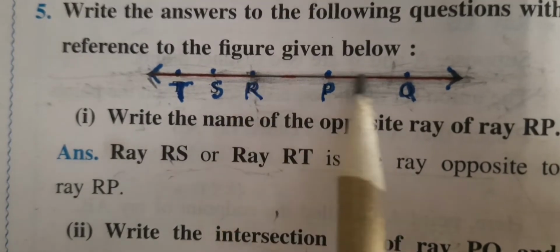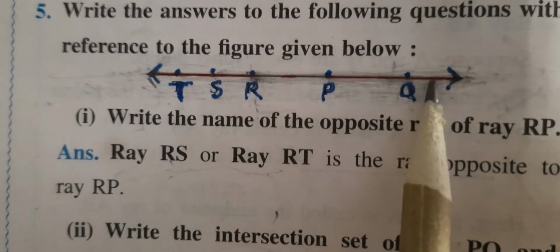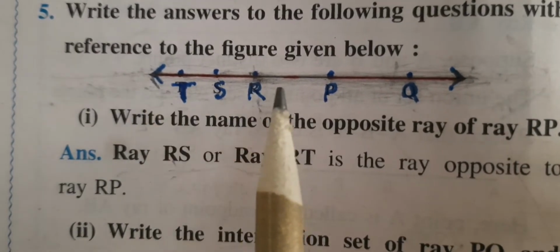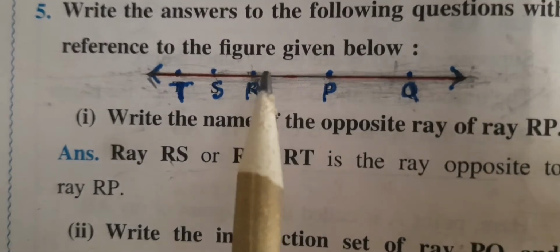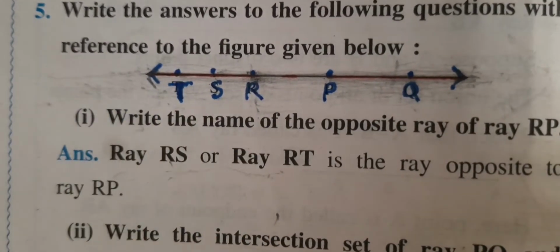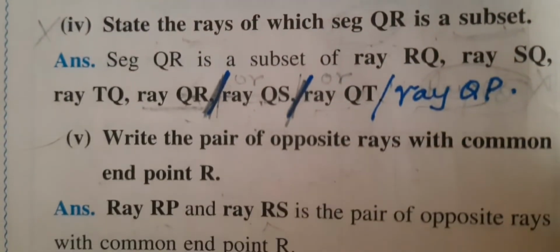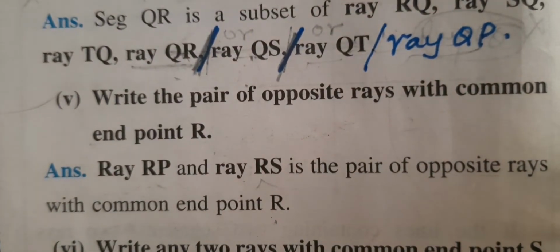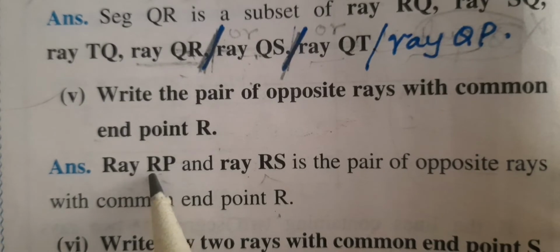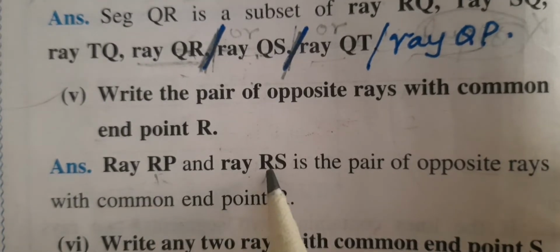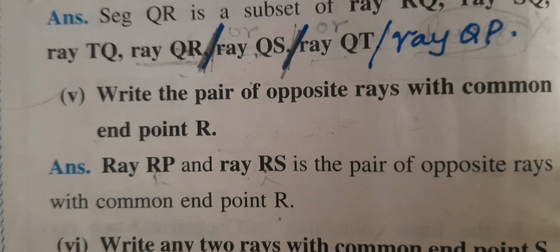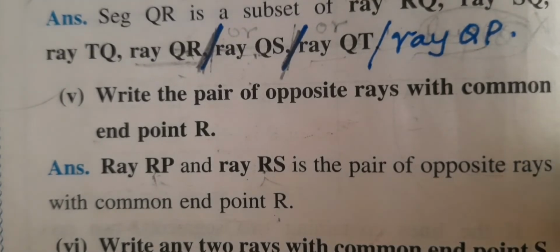Now the name of this ray can be told as ray RP or RQ. And the opposite ray can be named as ray RS or ray RT. So ray RQ, the opposite ray of that is ray RT, or you can even say ray RS. See, ray RP and ray RS are opposite rays with a common endpoint R. The endpoint is always written first in the name of the ray. That represents the endpoint of the ray, because the ray ends on that side and goes endlessly in the other direction.